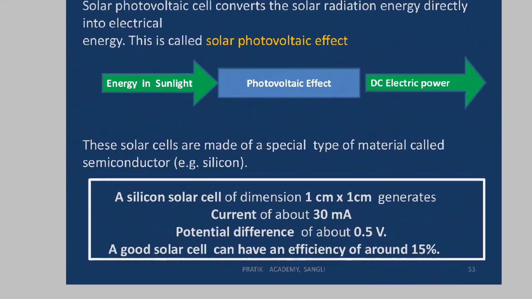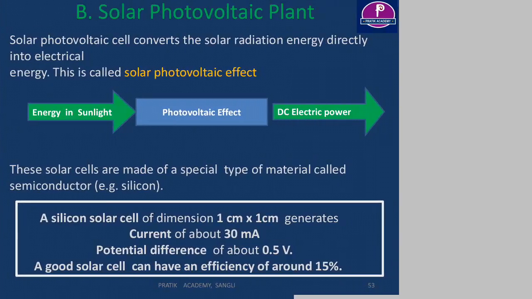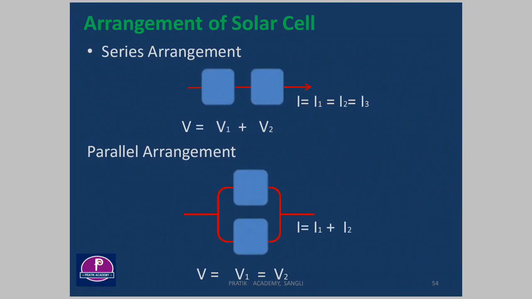Okay, so this is the solar cell. Then there are different arrangements of solar cells. These arrangements are made according to requirements of output, that is current and voltage requirements. Solar cells are arranged in different manners. The two basic arrangements are series arrangement and parallel arrangement. These arrangements are similar to the resistor arrangements that we have studied in 9th standard, that is resistors connected in series and resistors connected in parallel.